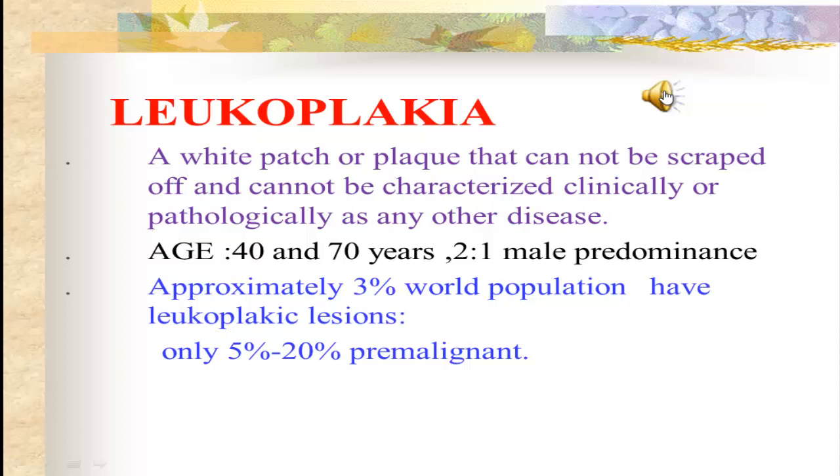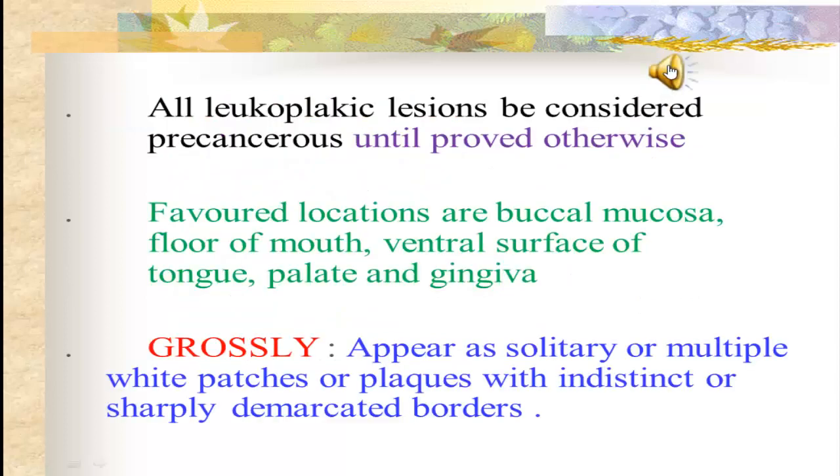It usually occurs between 40 and 70 years of age with a 2:1 male preponderance. Approximately 3% of the world population have leukoplakic lesions, out of which only 5 to 20% are premalignant. All leukoplakic lesions should be considered precancerous until proved otherwise on histologic evaluation. The favored locations are buccal mucosa, floor of mouth, ventral surface of the tongue, palate and gingiva.